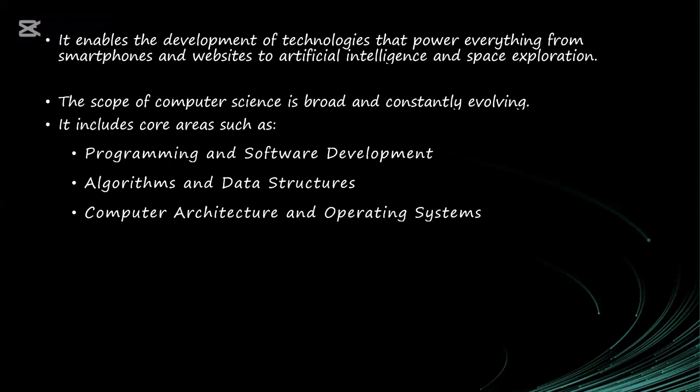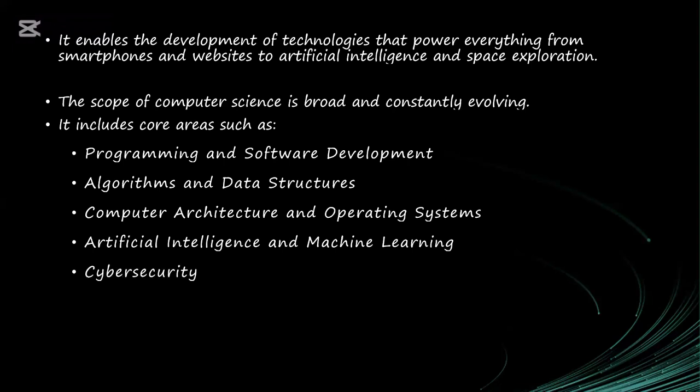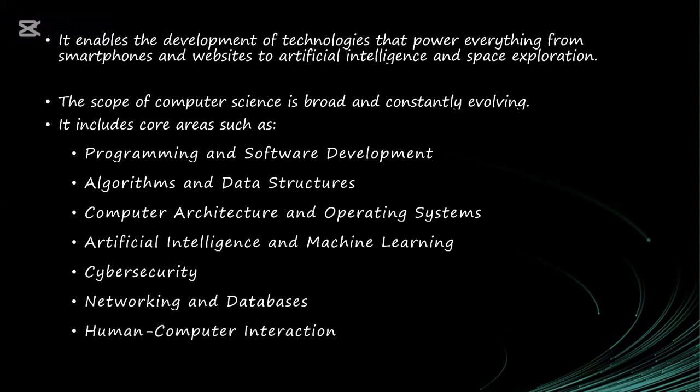Now, these are areas you can actually specialize in. Artificial intelligence and machine learning. What your ChatGPT does is artificial intelligence and machine learning. And then cybersecurity, networking and databases. Now, human-computer interaction has to do with people who design how people can interact with the computer. Because right now on your mobile phone, you're clicking on some icons. Clicking on those icons, you're actually interacting with the computer. So the scope is very, very broad and it is evolving.